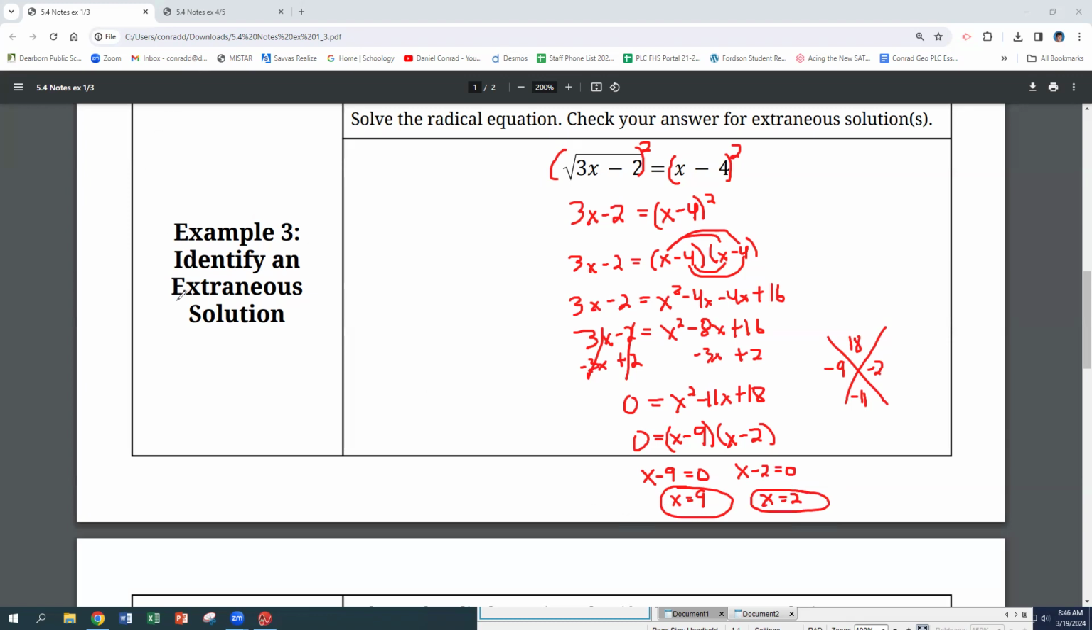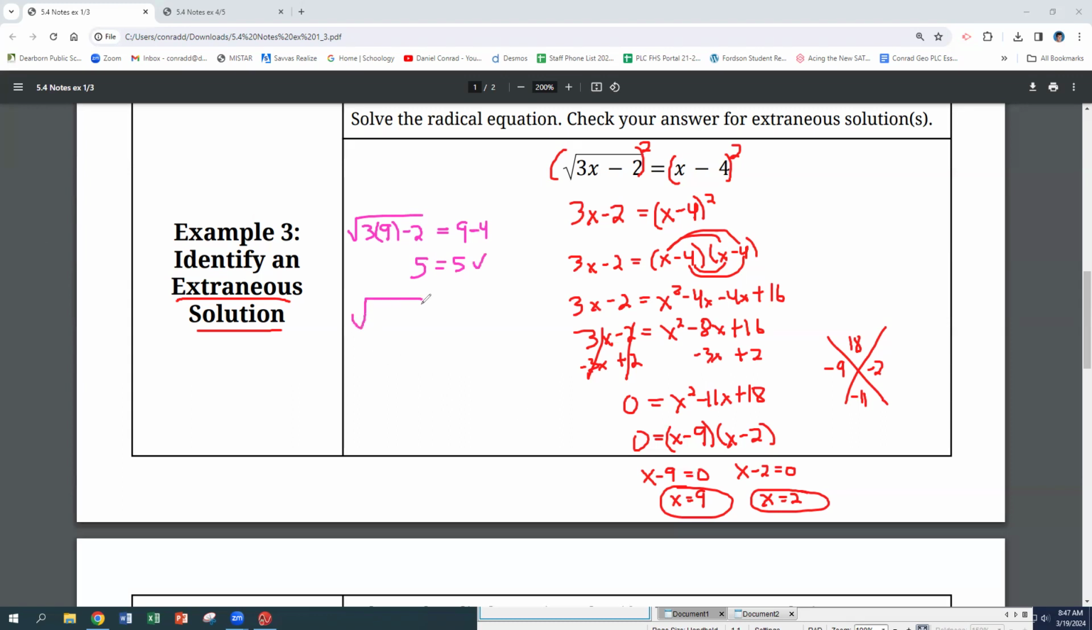Okay, so we got to look for the extraneous solution. One of these is not going to work. So when I substitute them in, let me change colors here. Let me use maybe pink. We're going to do square root of 3 times 9 minus 2 equals 9 minus 4. Now you can do this by hand if you want. So to me, this is 27 minus 2 is 25. Square root of 25 is 5. And then 9 minus 4 is going to give me 5. So this one's going to work.